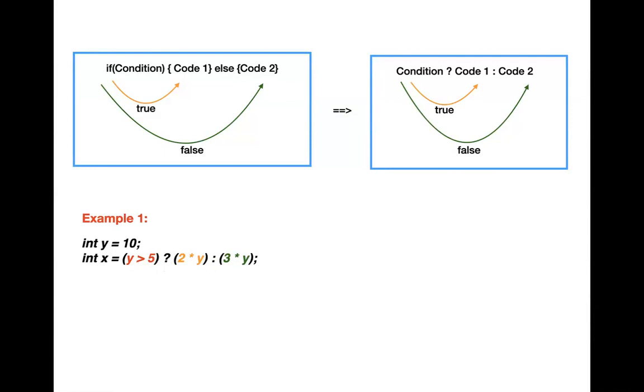Perfect. How do we know that? The condition is telling me if Y is greater than 5. The answer is true. It is greater than 5. So which one am I going to execute? The first one, between the question mark and this sign. This code will be executed, which says 2 times Y. So the value of 2 times Y is 20. Here there is an assignment operator, so it will be assigned as the value of X. Yes, Mr. Emre, because it is true.